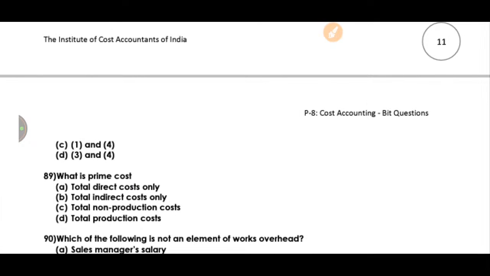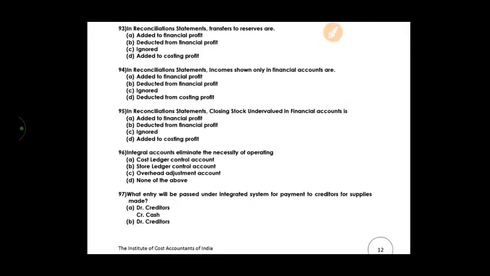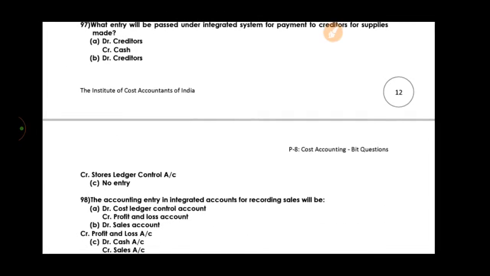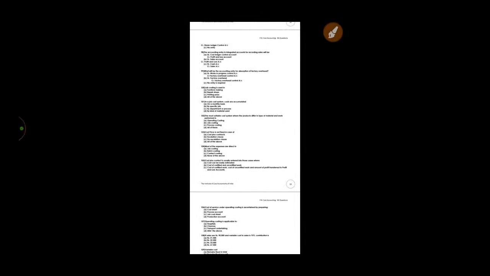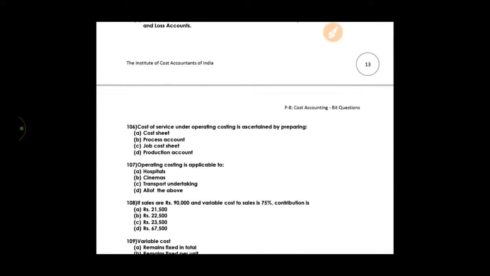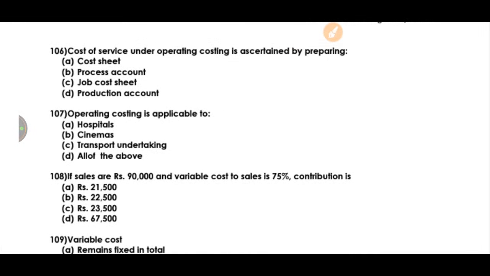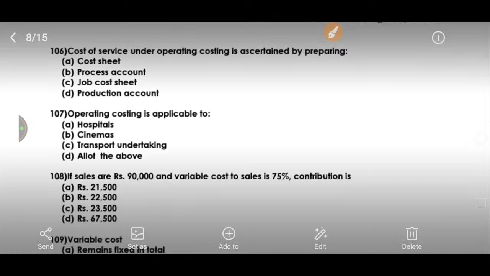So what is prime cost? All direct costs. Which of the following elements is not an overhead? So like this we study, if you read this properly and understand what the question is. So I calculate only problems here. Here it is, 90,000 of cost to sales we calculate. So 97,000. Here it is, I calculate for this. Just reading the MCQs is enough.